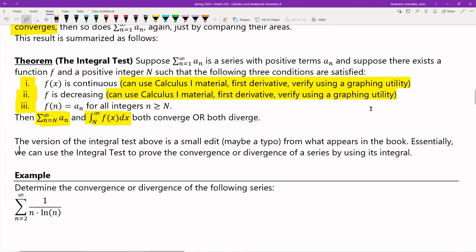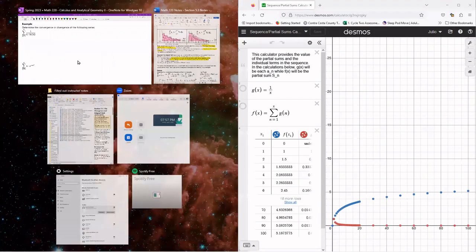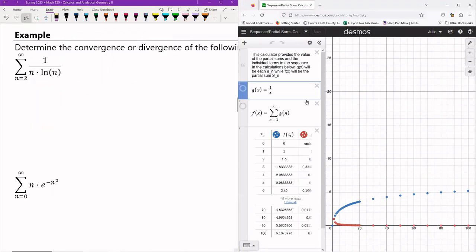Let me go ahead and start doing some examples, yeah? So determine the convergence or divergence of the following series. We can go ahead and grab this series, and we can put it into our partial sums and sequences calculator. And that's exactly what I'm going to do here. I'm going to split the screen here. Hopefully you can see now, right?